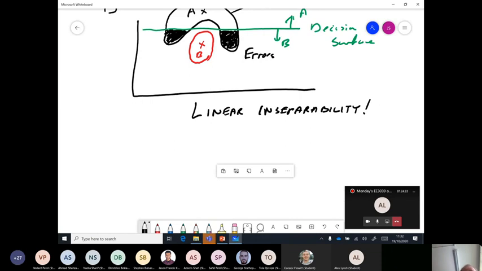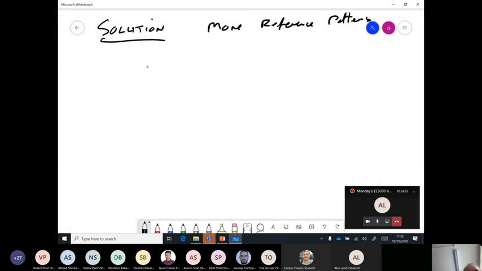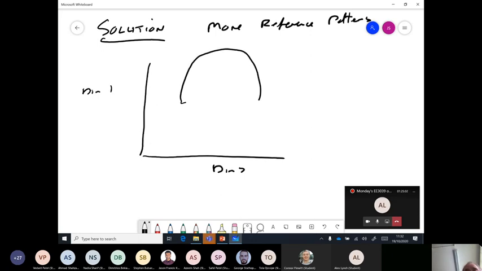So next case is solution, more reference patterns. And again, taking the same data set, this is going to be dimension 1. Still only 2 dimensions. There was my set there. That was A. And my set B was down there. Yes, that will do.